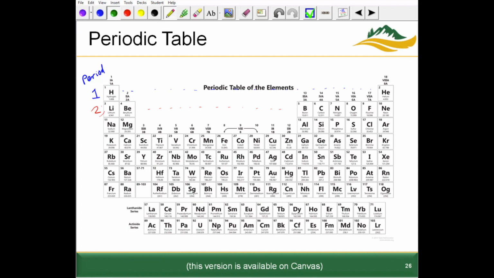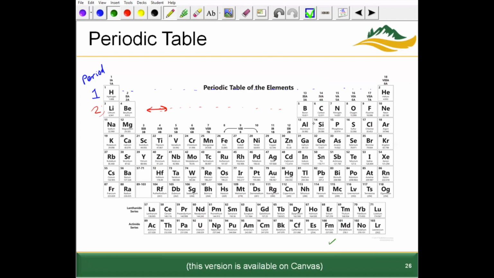So we know elements are similar if they're in the same groups. But what about elements that are in the same period? For elements in the same period, they have similar electron configurations. We will get to electron configurations towards the end of the semester, so a little bit later on. One other thing I wanted to point out, because this is the version of the periodic table you can use on your exams, it is available on Canvas.